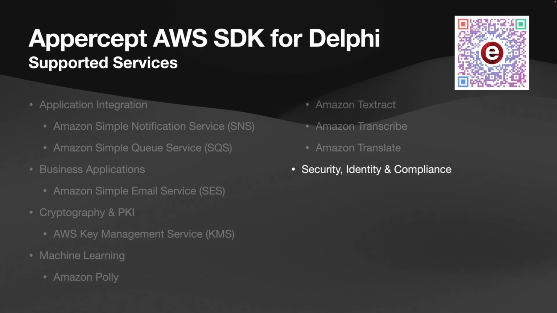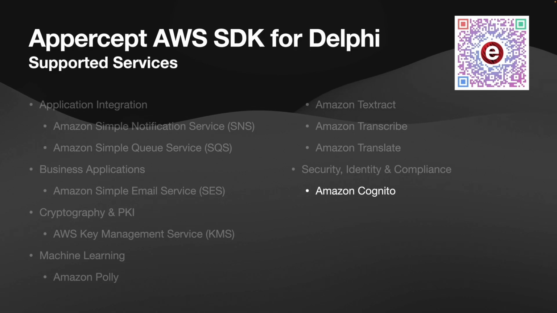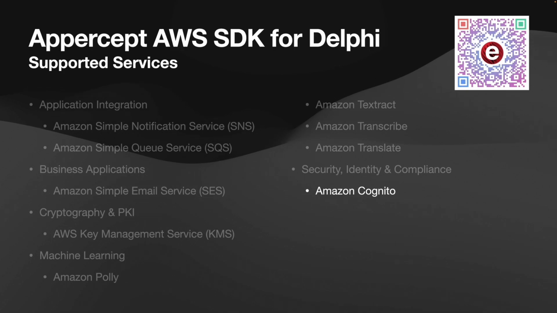And then in the security, identity, and compliance category, we support Amazon Cognito. So Amazon Cognito is a service we'll take a look at in more detail in a later talk within the Coding Bootcamp. It's a service that allows you to implement authentication services within your application very easily. You can generate identity providers and have identities federated from third-party providers like social platforms as well.